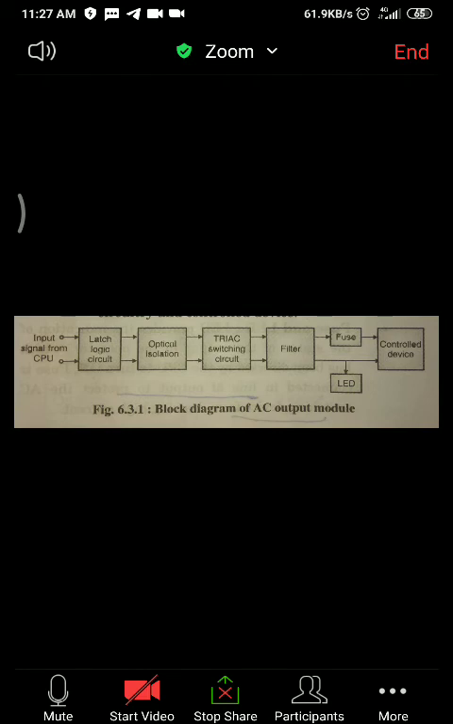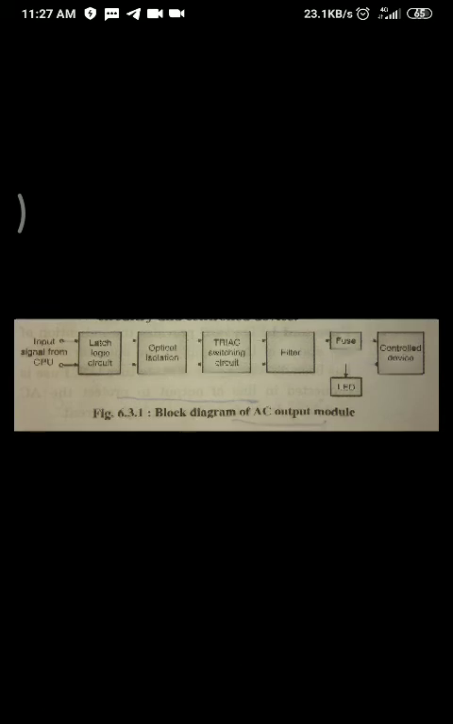So here also the function of the fuse is the same, and the LED is used to give the indication that the status of the device is on or off. Means when the latch logic circuit gives on, the LED will be on. When the latch logic circuit gives off, the LED will be off. And then finally the current will be given to the controlled device. The device which is to be controlled may be a printer, it may be your motor, anything, it may be your relay.